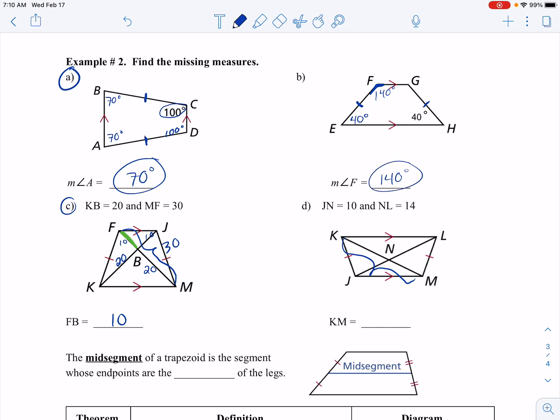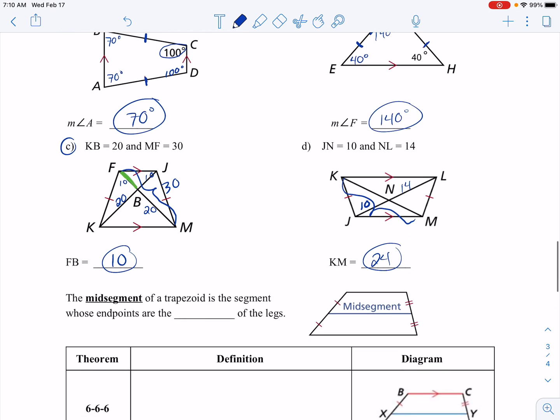For D, you know that JN is 10. You know that NL is 14. Okay, great. That means the length of the whole diagonal is 10 and 14. That's the same as the diagonal KM. Diagonals are congruent, so the length was just 24.